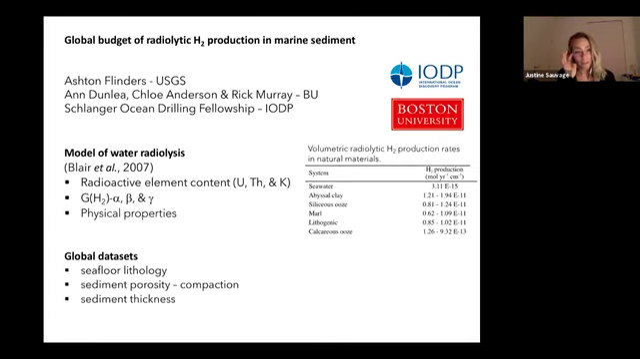Now, Blair et al., based on those 3 inputs, proposed a pretty solid method to calculate hydrogen production. To apply that, now that we have revised hydrogen yields based on our experimental data, we can use global data sets of seafloor lithology, seafloor sediment porosity, and sediment thickness to apply that Blair calculation on a global scale.